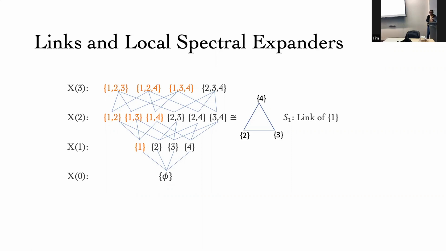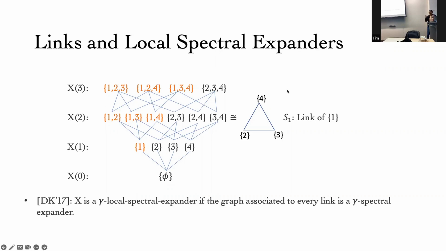And this motivates the following definition: a complex is a high dimensional expander if the graph associated to every link is a good expander. So this is a notion for the whole complex. And if we have this notion, then we get some nice properties that we'll see later.